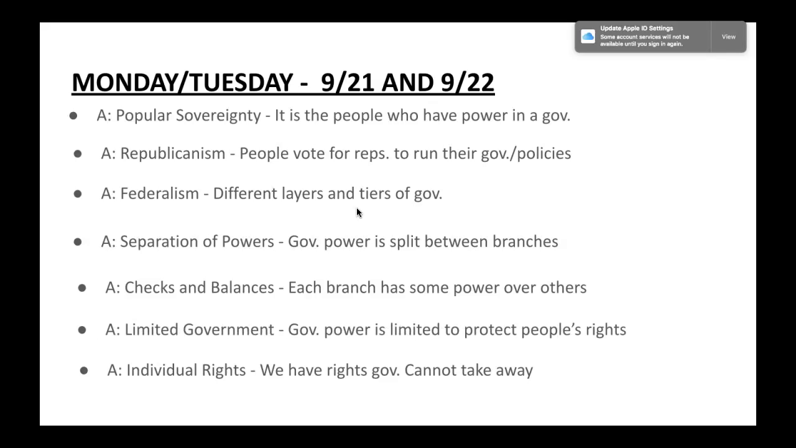Additionally, the concept of limited government connotes the fact that government power is limited to an extent to protect our rights as individual citizens of the United States. And there's individual rights here at the bottom, which basically connotes the fact that we have rights as citizens that can never be taken away. If you think of the word inalienable rights, that's exactly what that means.